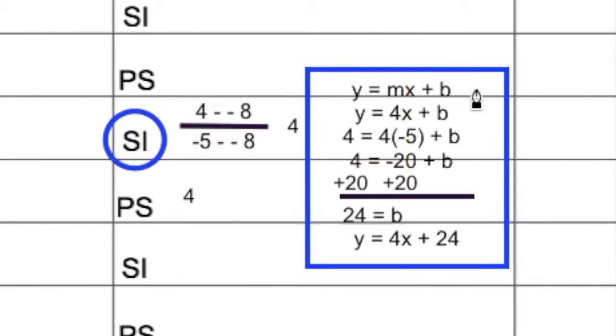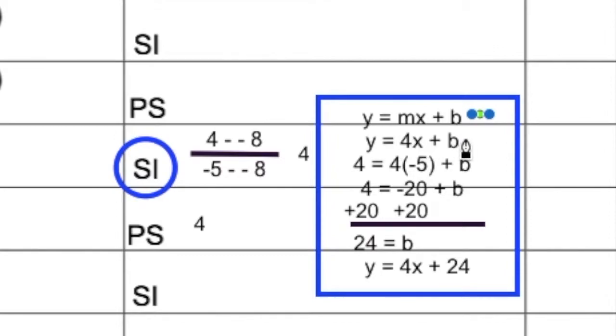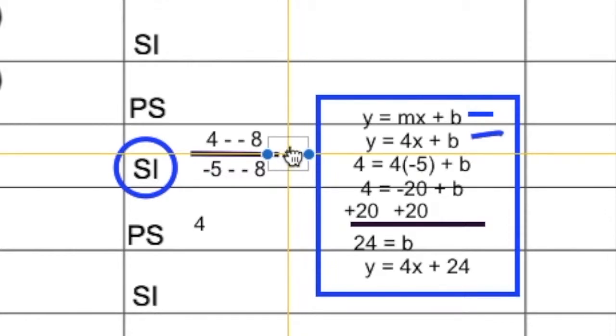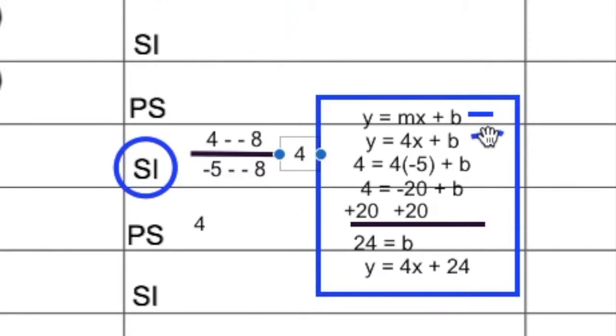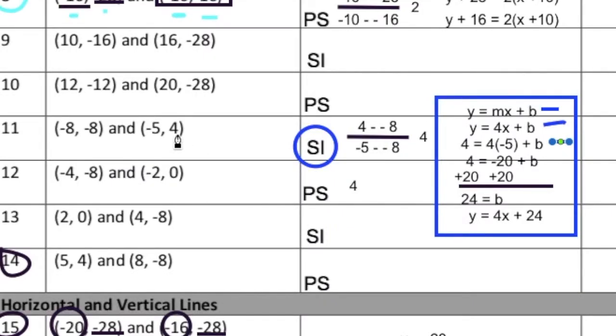Step number 1 is to remember what slope-intercept form is. y equals mx plus b. In the second step, I have simply traded out the m, the slope, for what we solved for the slope, which was 4, so y equals 4x plus b. And then the next step, I'm just choosing one of the ordered pairs. I chose the ordered pair -5, 4 to substitute in for x and for y.